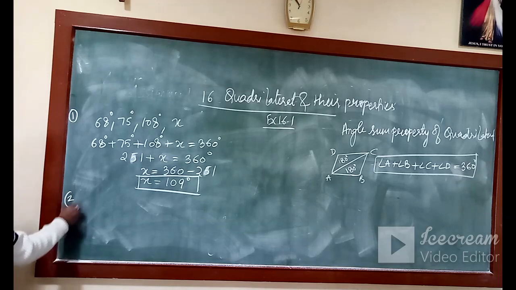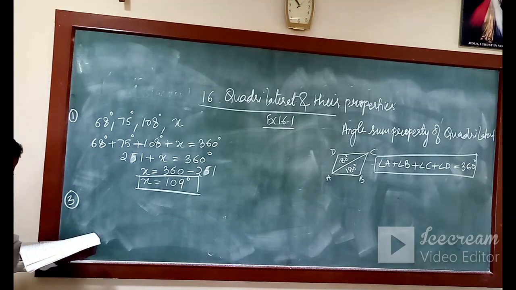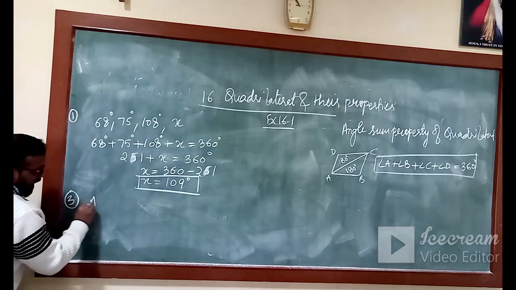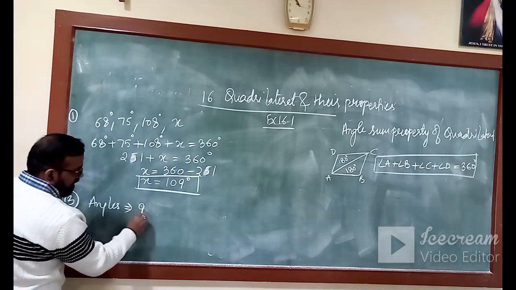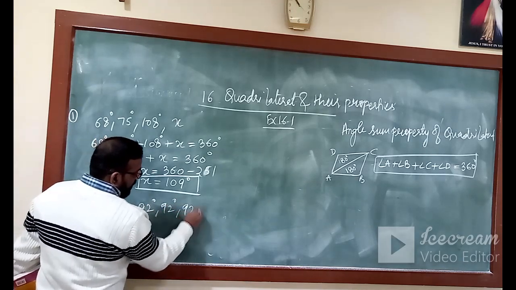Then in question number 3, three interior angles of a quadrilateral are equal and the measure of each angle is 92 degree. So the angles are given as three angles are equal and each angle is 92 degree. That means it will look like this.